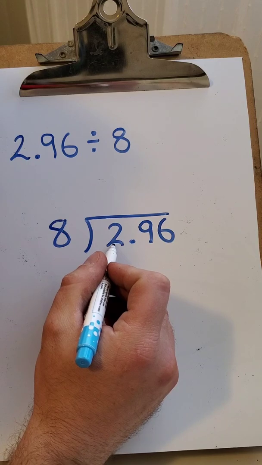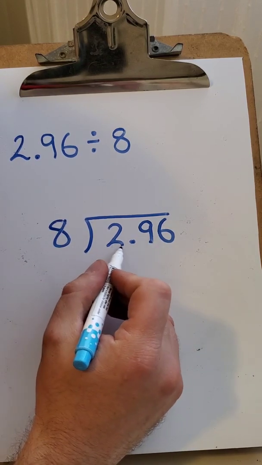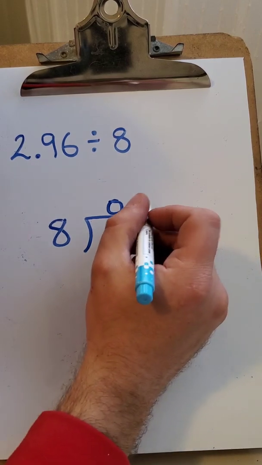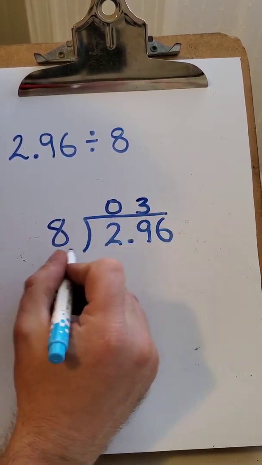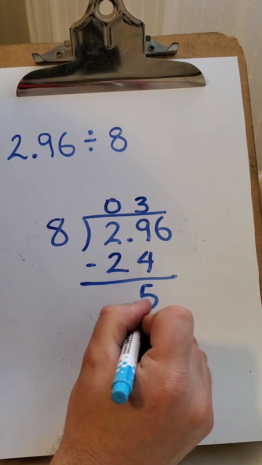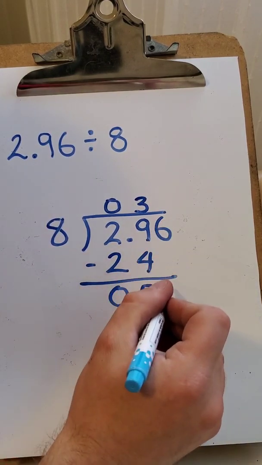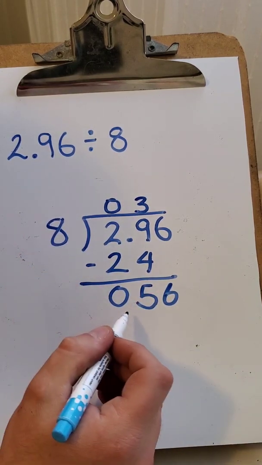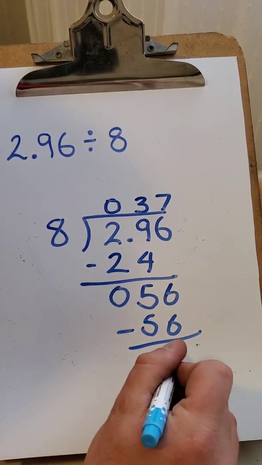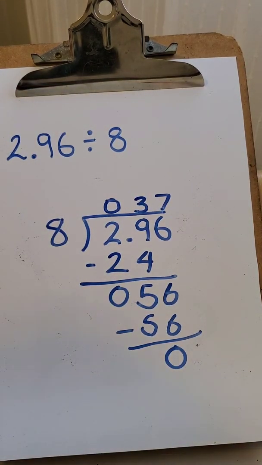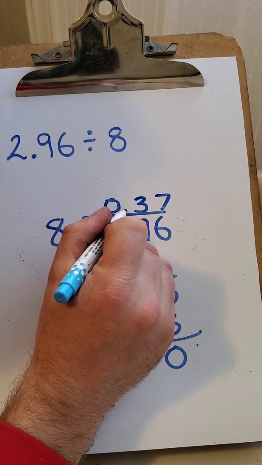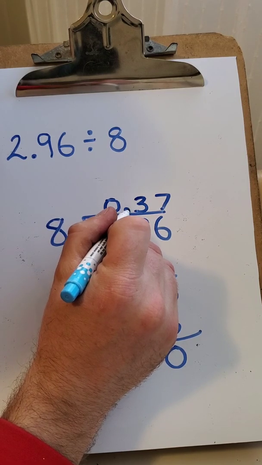8 does not fit into 2, but it does fit into 29 if I just look at these two without the decimal. So I'll place a 0 here, and 8 does fit into 29 3 times. 3 times 8 is 24, which leaves me with 5. If I bring down the 6, that leaves me with 56. 8 does fit into 56 7 times. 7 times 8 is 56. Subtract that, that leaves me with 0. So now I will replace the decimal above the dividend in the quotient line in the same position. That's step number 4.